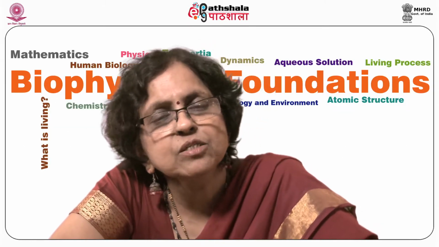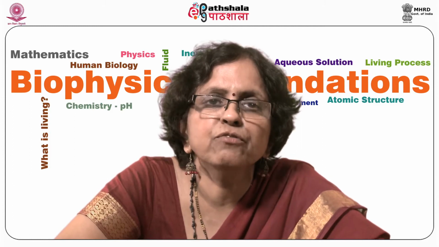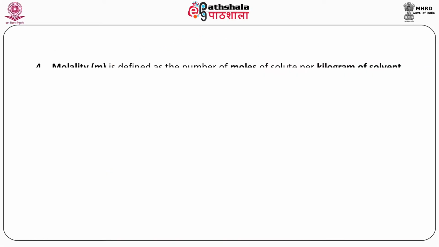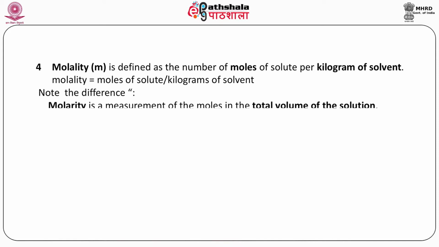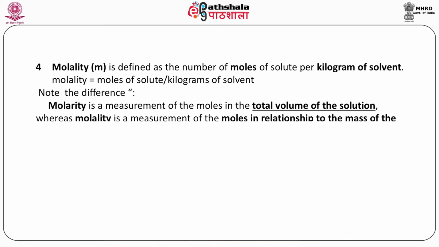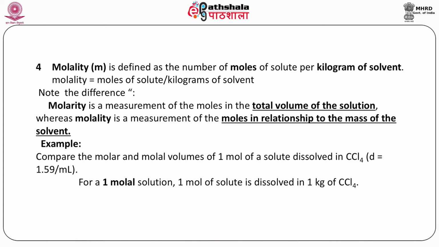The next one is molality. Now a lot of you get confused with these two terms. Molality is defined as the number of moles of solute present per kilogram of solvent, not solution. So please remember, this is the only difference here: it is expressed per weight of the solvent, not total volume. So molality is moles of solute per kilogram of the solvent.